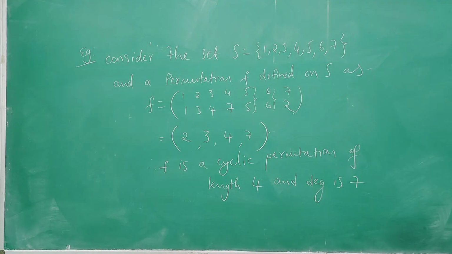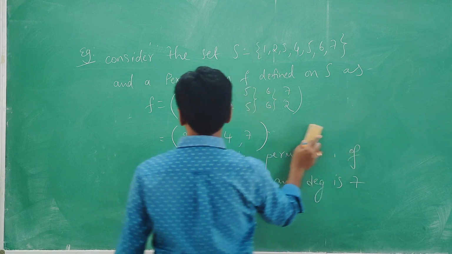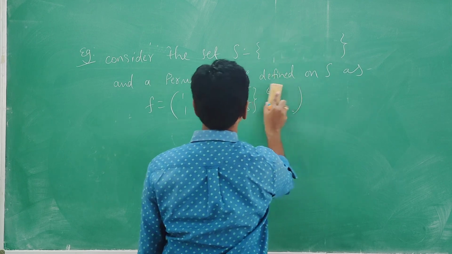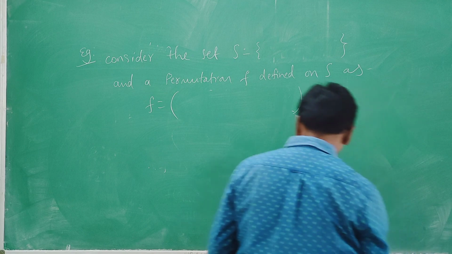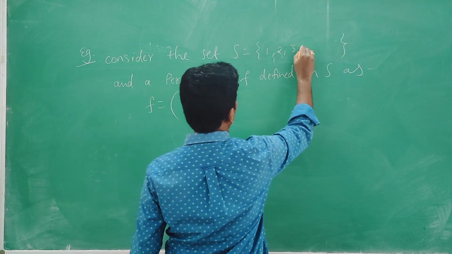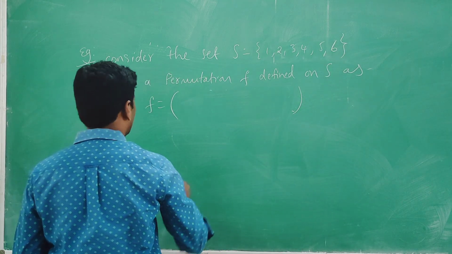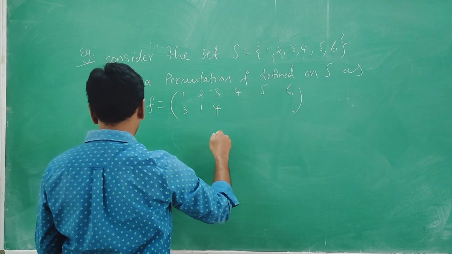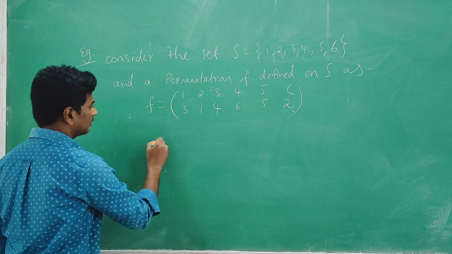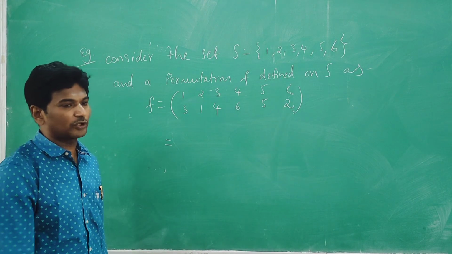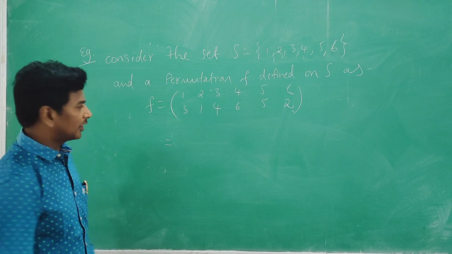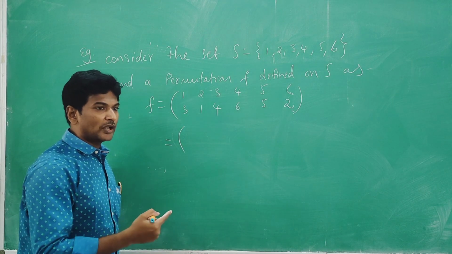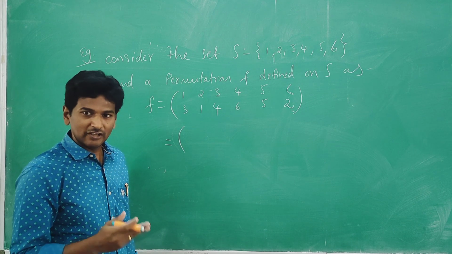Continuation. And one more example. Consider the set {1, 2, 3, 4, 5, 6} and a permutation defined with images 3, 1, 4, 6, 5, 2. Now we have to find the cyclic permutation. We will start with 1, because the image of 1 is not the same, so we will start with 1.